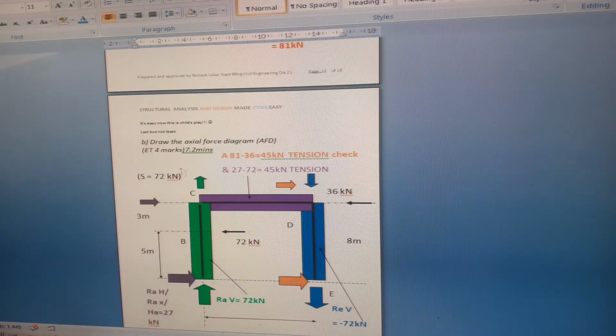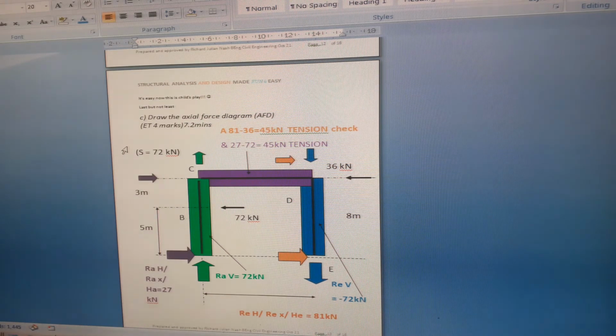So I think it was actually part C, wasn't it? Maybe it was C or B, but now it's pretty easy, this question, isn't it? Draw the actual force diagram. Exam technique is 4 marks, that's 7.2 minutes.